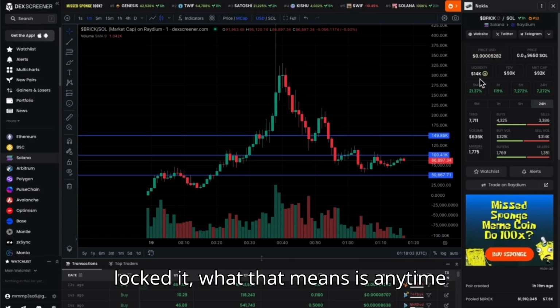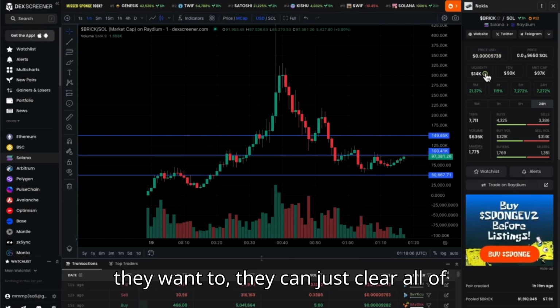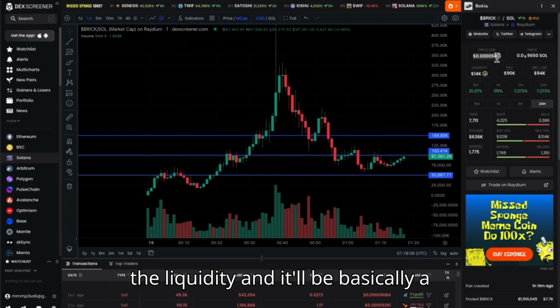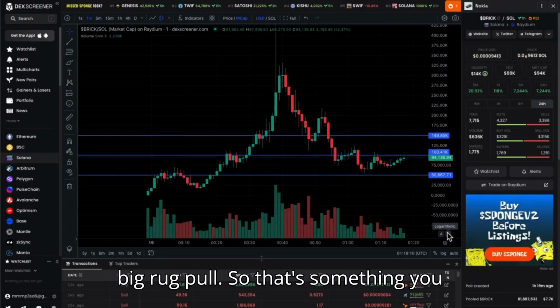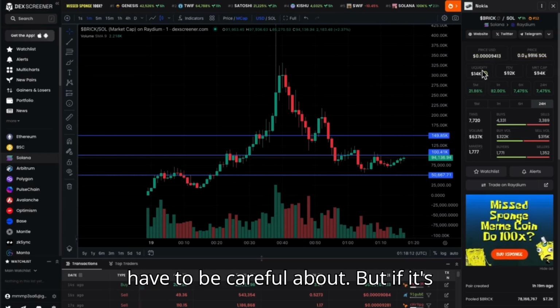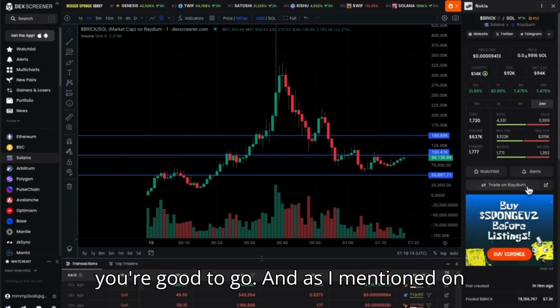If they hadn't locked it, what that means is anytime they want to, they can just clear all of the liquidity. And it would be basically a big rug pull. So that's something you have to be careful about. But if it's locked here, which it clearly is, then you're good to go.